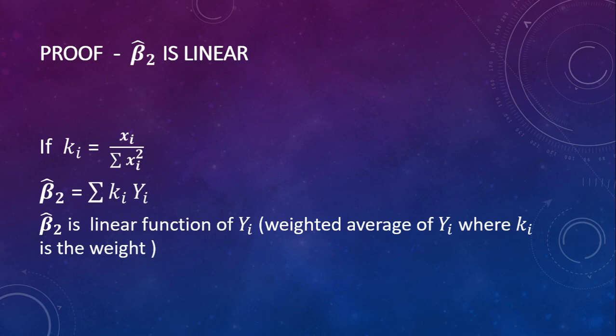That is, beta 2 hat is a linear function of yi. So beta 2 hat is a weighted average of yi, where ki is the weight. So we have expressed beta 2 hat as a linear function of yi. So beta 2 hat is linear. So we have proved that beta 2 hat is linear.